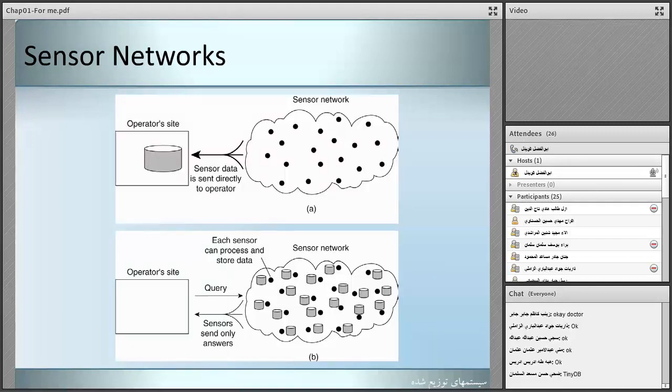Can you give me another example of sensor networks?